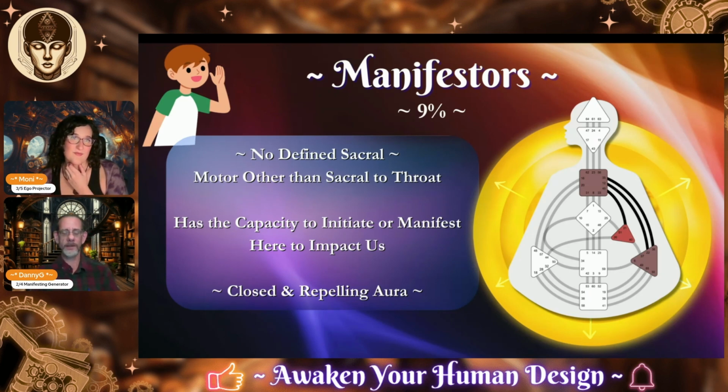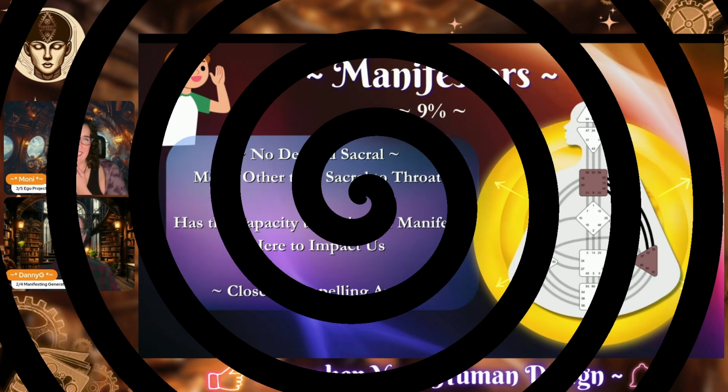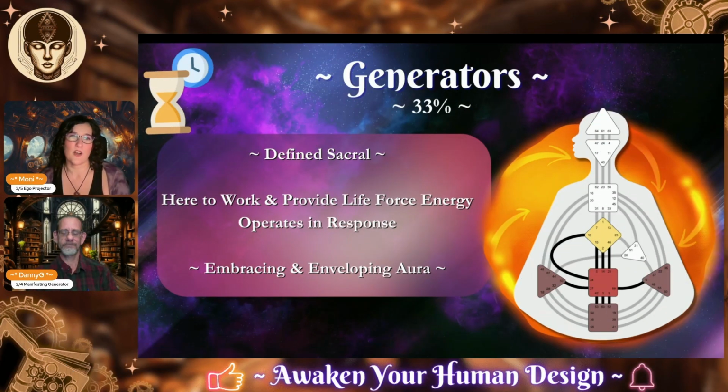This is a beautiful talk on the aura and the strategy, I think. Continue on to our pure generator types. We're also going to go into manifesting generators on the next slide. But first off, we're just going to talk the pure generator, comprised of 33% of the population.